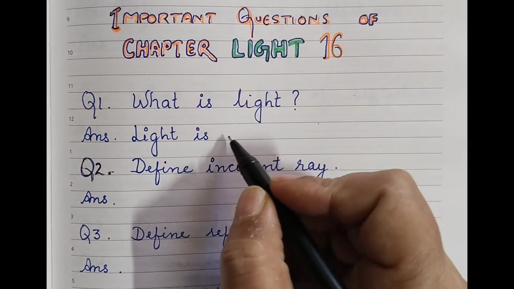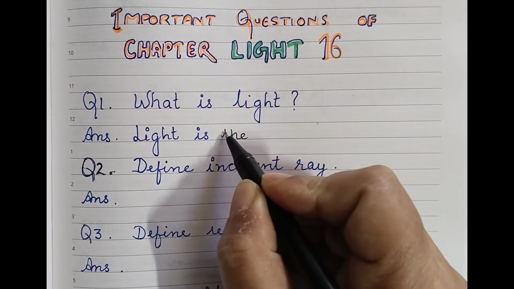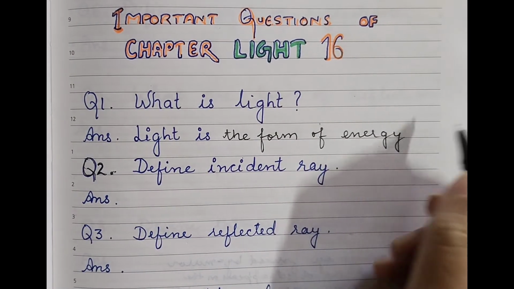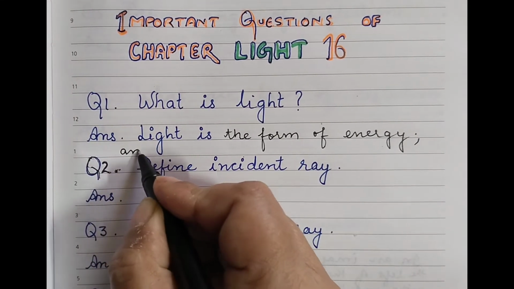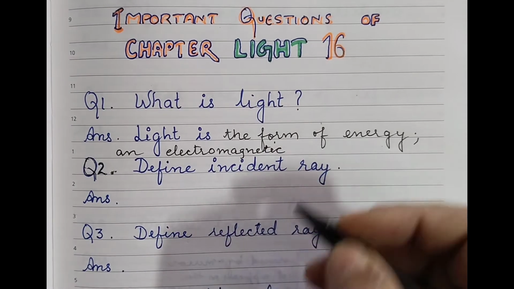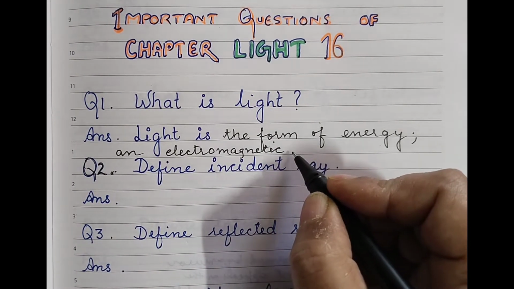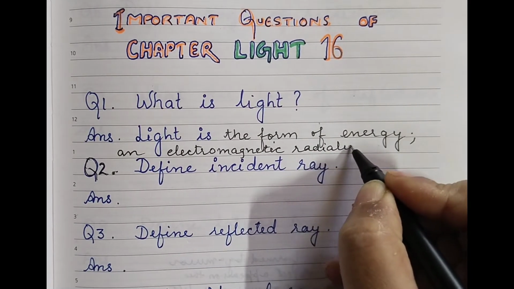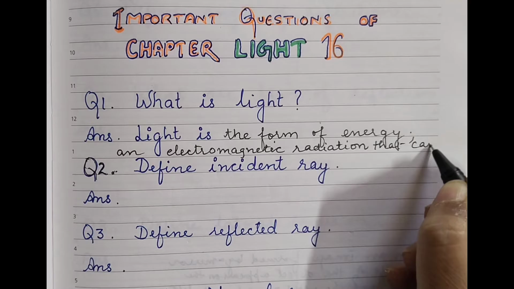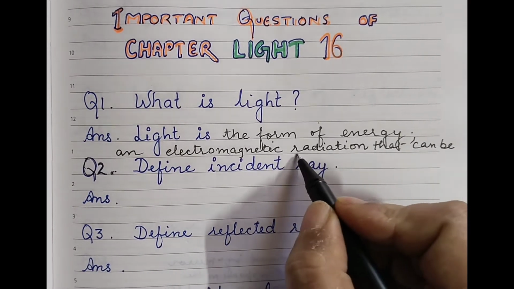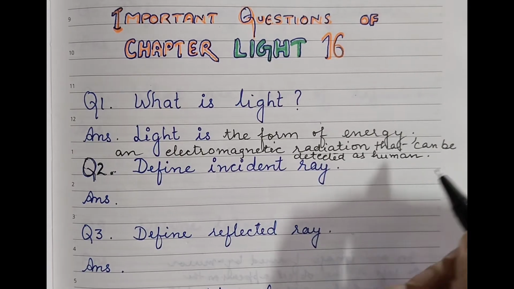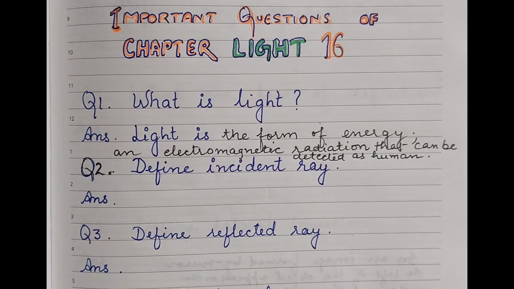Write down the definition of light. Light is a form of energy, an electromagnetic radiation that can be detected by the human eye. Daily you can see the objects with your eyes just because of light.